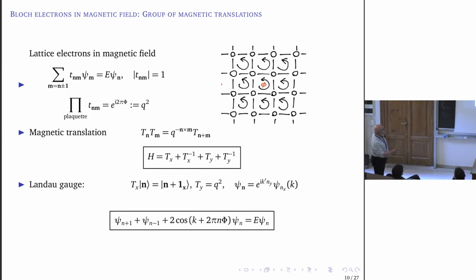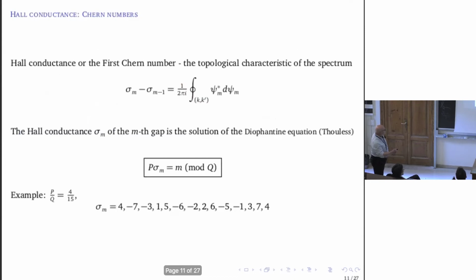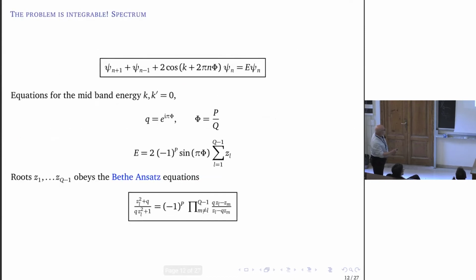Since I definitely will not be able to tell you the whole story, I would like to jump to the result and then I will come back to the introduction. The result is the following. So you want to solve this equation in the box.